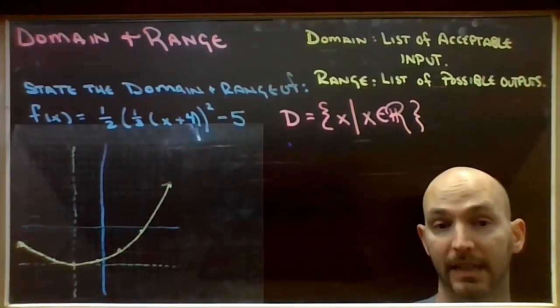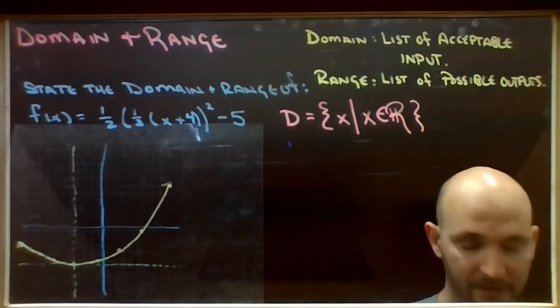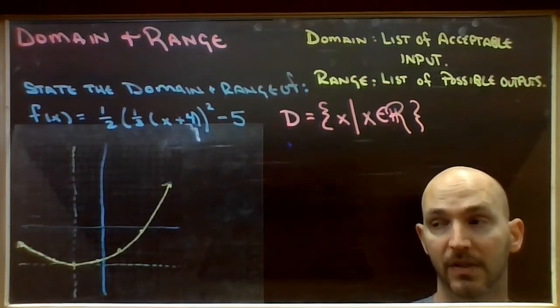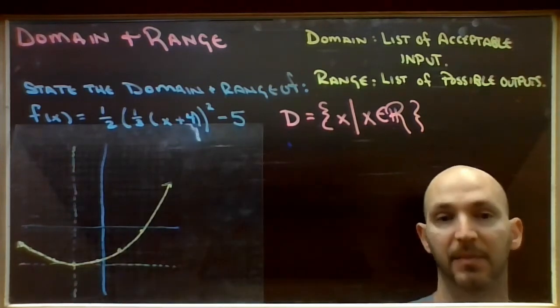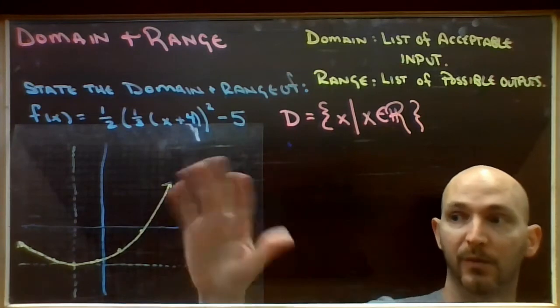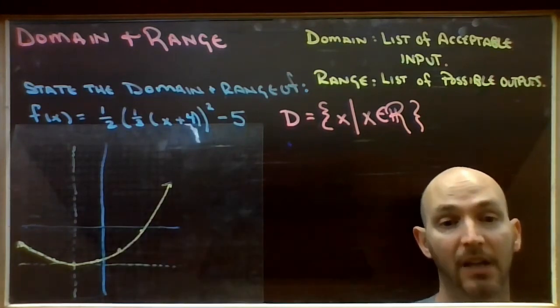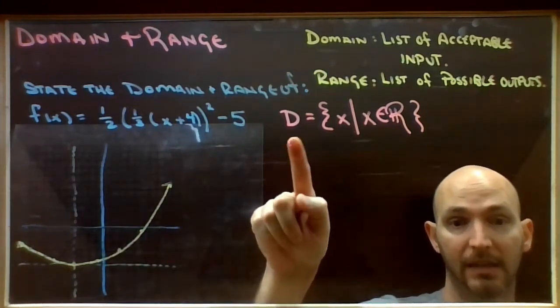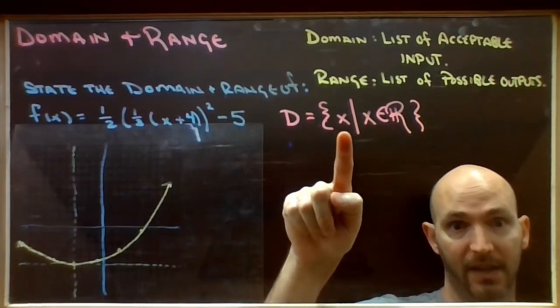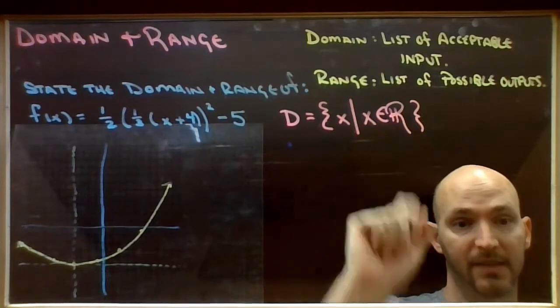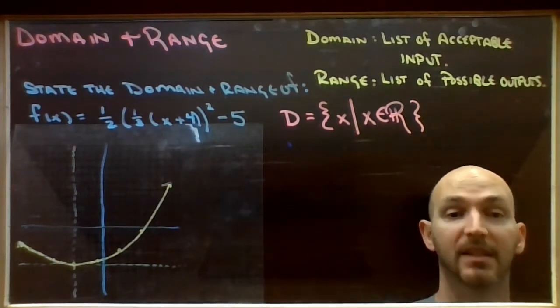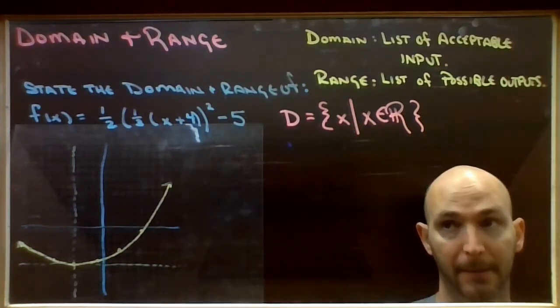Maybe that doesn't mean anything to you. There is a thing called complex numbers, which you'll learn about later if that becomes important to you. So for this function, because it is unrestricted, the domain is the set of x values such that those x values are real numbers. And we're done. That's the domain of this particular parabola.